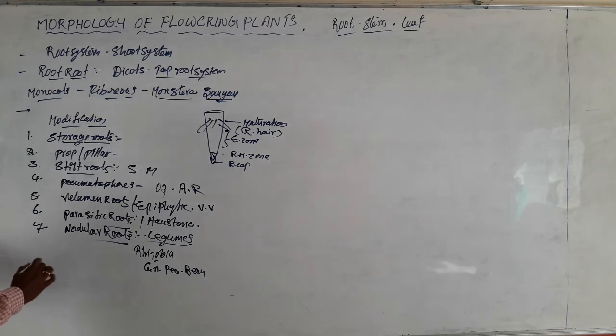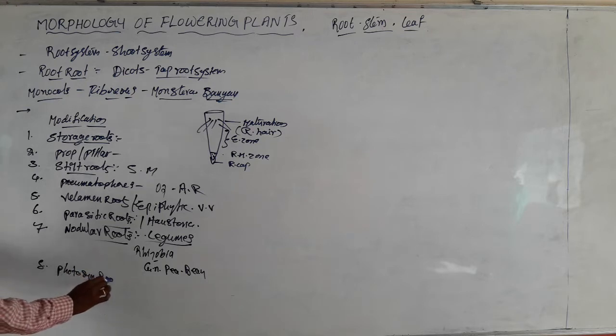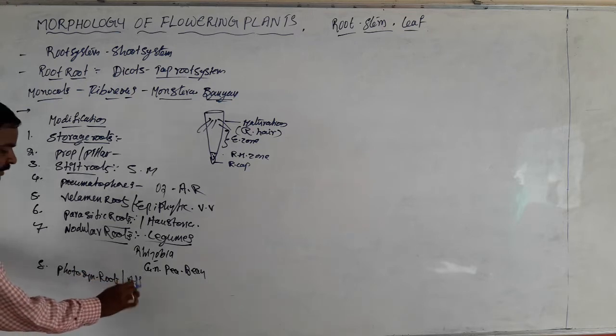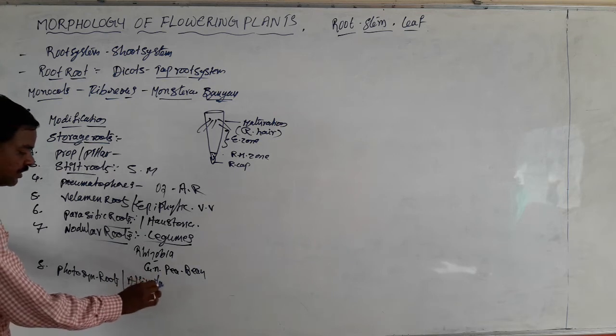Similarly, the eighth type of modification is photosynthetic roots. Photosynthetic roots are also called assimilatory roots.